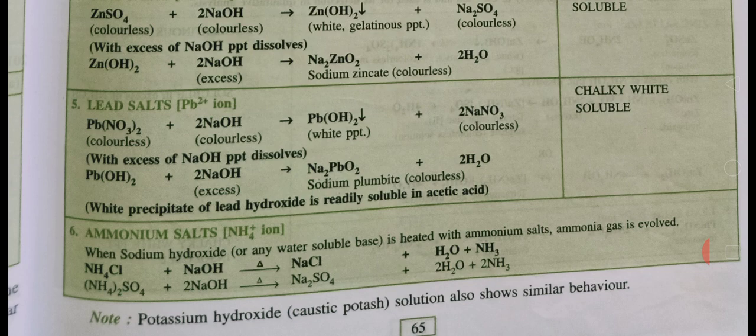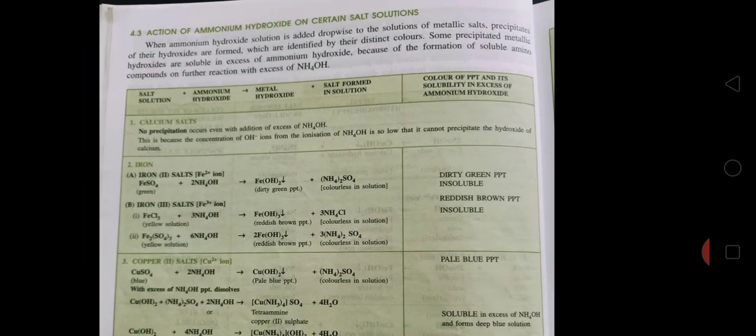Then children, ammonium salt, any ammonium salt, that is ammonium chloride, ammonium sulfate, or any other salt of ammonium, when it reacts with NaOH, gives you a salt, water and ammonia gas. This ammonia gas can be identified by its peculiar pungent smell and by other chemical tests also. So children, all these tests which we have done with NaOH can also be done with KOH, that is potassium hydroxide.